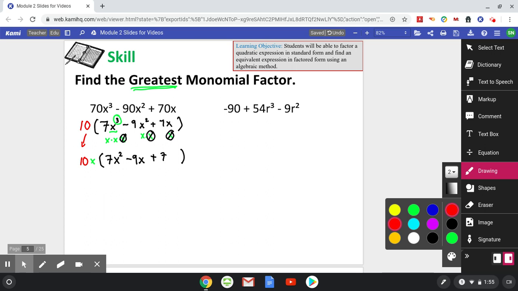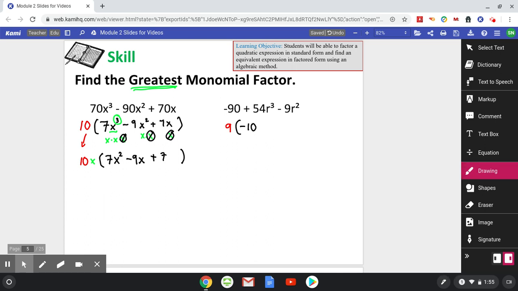Okay, we will be doing the same thing for the next one. So which number divides all three, 90, 54, and 9? The answer is 9. 9 gets factored out. Negative 90 divided by 9 is negative 10. 54 divided by 9 is 6. Again, we'll take care of the letters later. Negative 9 divided by 9 is negative 1 r squared.